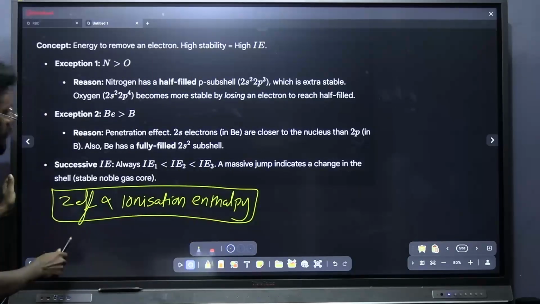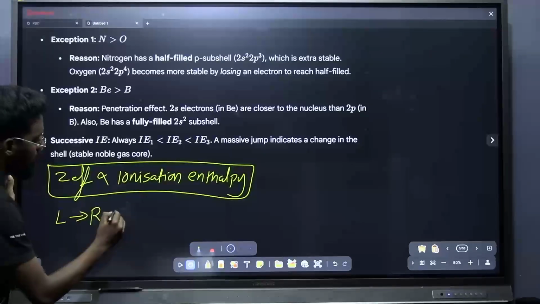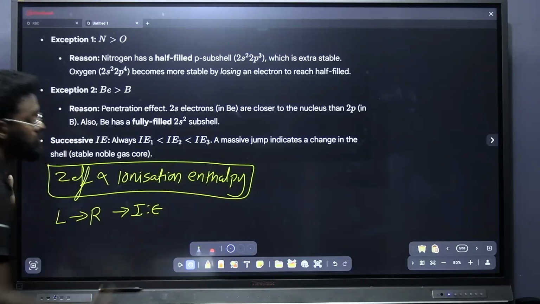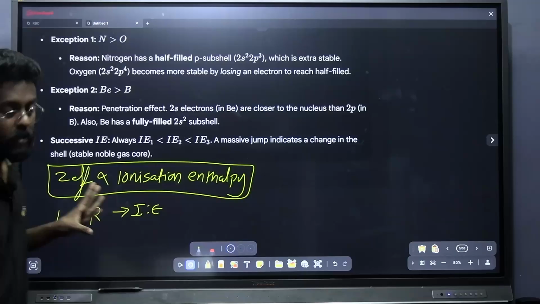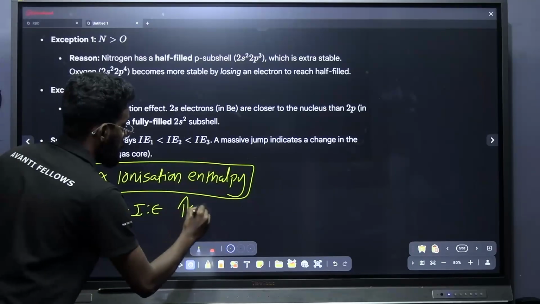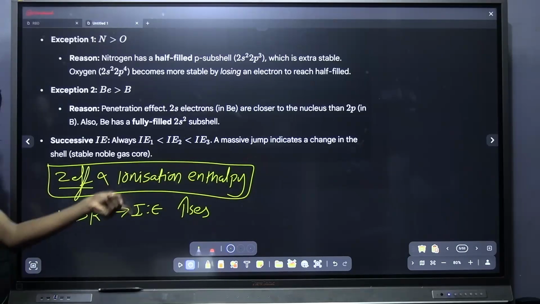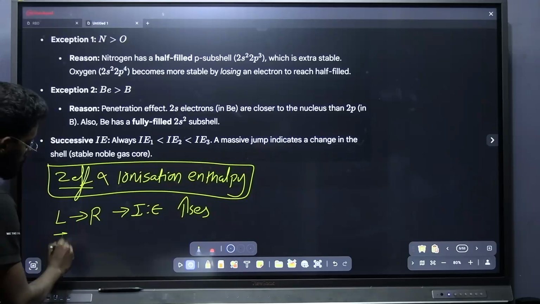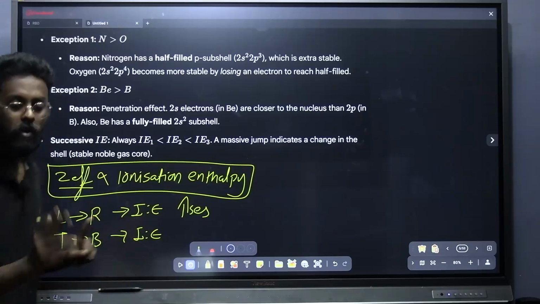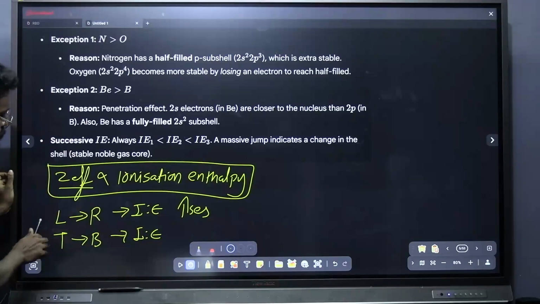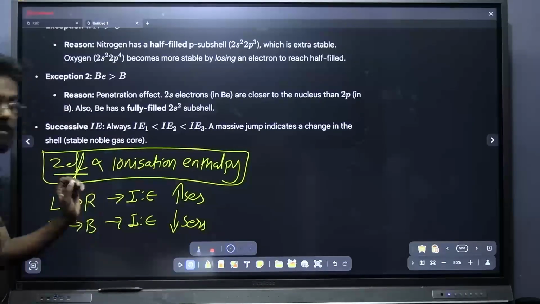Now what is the trend? Going from left to right, ionization enthalpy increases or decreases? Yes, very good. It will increase, because going from left to right, Z effective increases, which leads to the increase in ionization enthalpy. Going from top to bottom, ionization enthalpy increases or decreases? Tell me, guys. Yes, very good. It will decrease. This is the general trend.